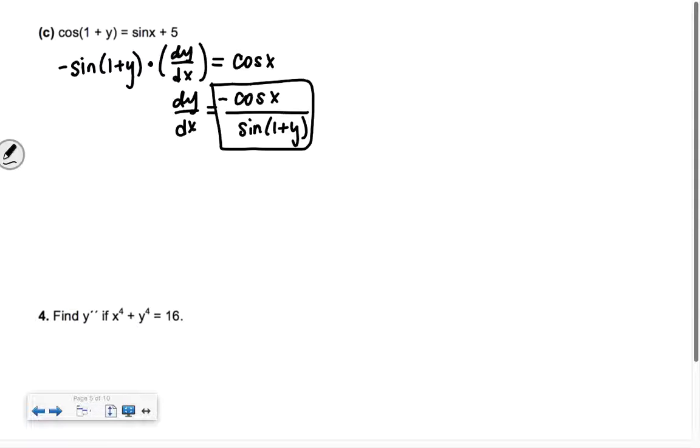All right, so let me give you another example here. Do you have enough room? Maybe. All right, so this is example D.